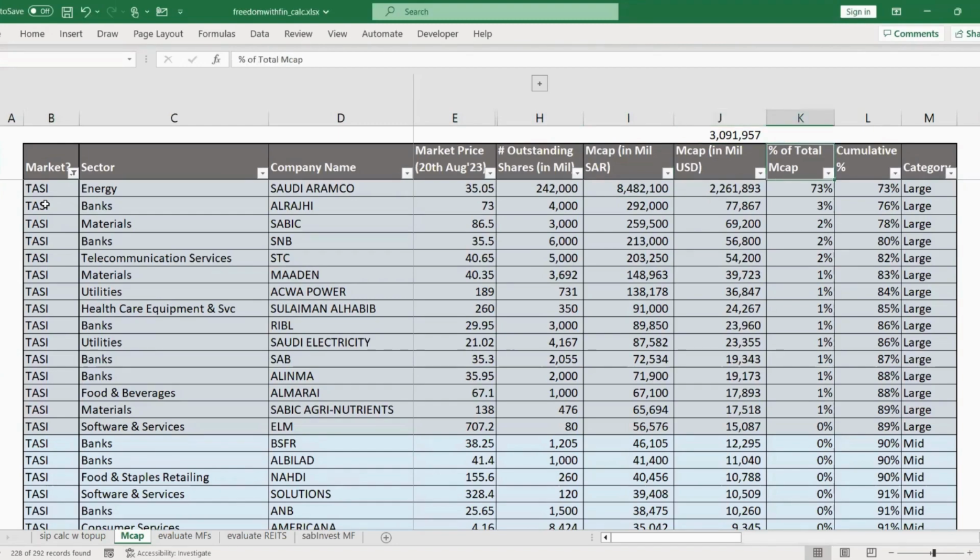What is the total market cap? So in total, Tadawul is currently capped at almost 3.1 trillion USD. So how much is each of these stocks compared to the total?